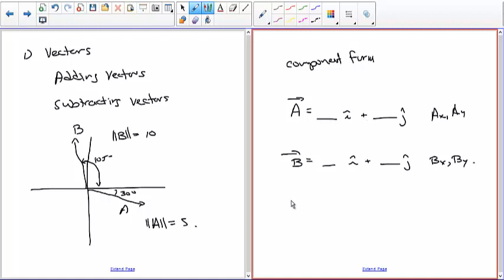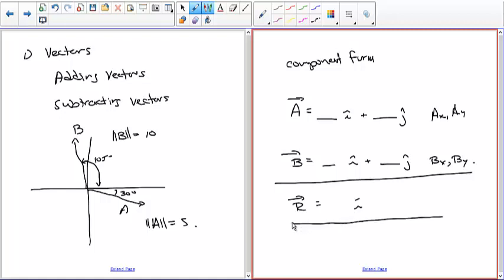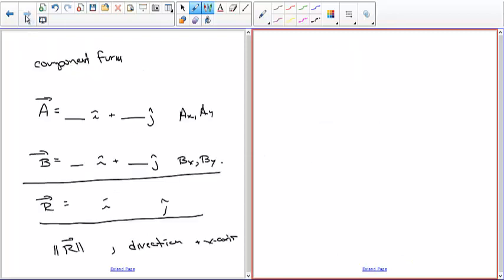But then, to get your resultant vector, you're going to add the components together. Once you find the resultant, then I want you to find the magnitude of the resultant vector and the direction relative to the x-axis. Okay, so that's the first thing.